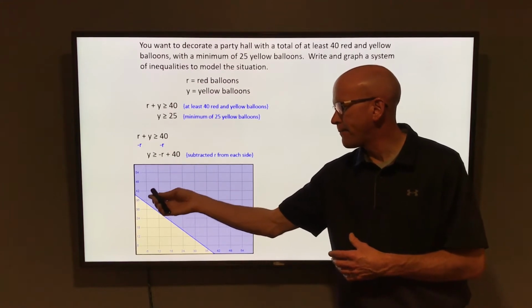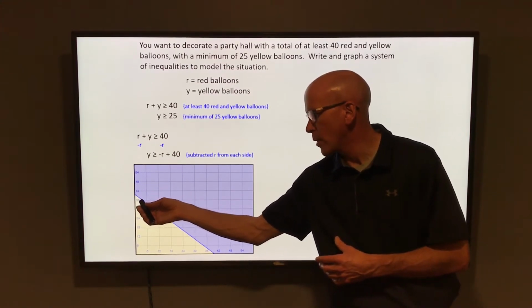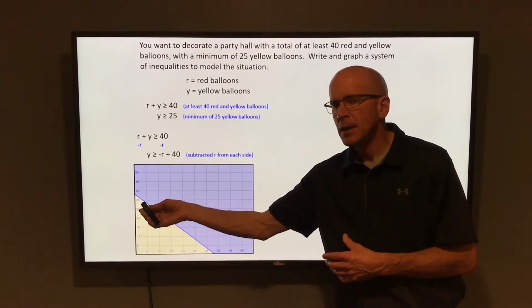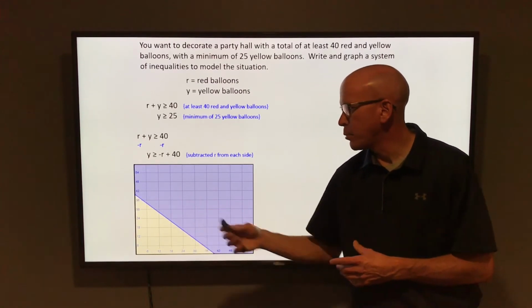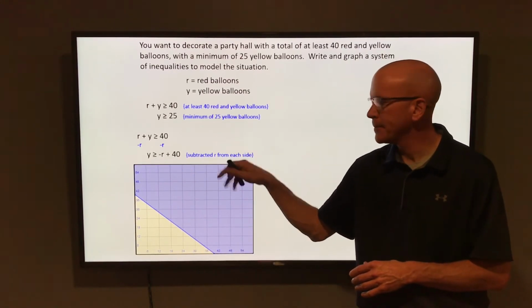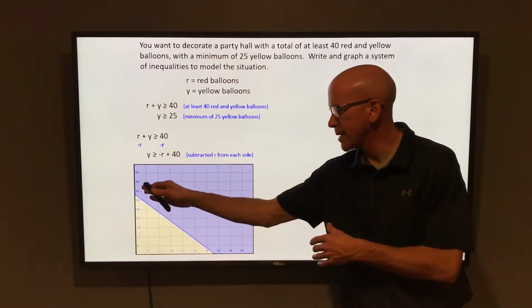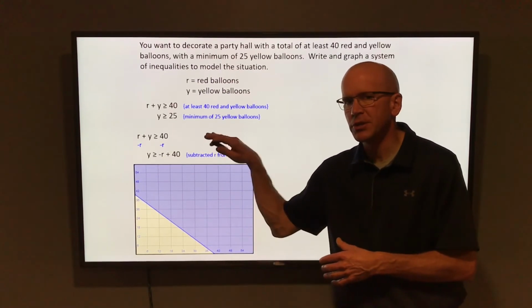So put a point at 40 on the y-axis, then from there the slope is negative 1. Go down 1, to the right 1, put another point. And we're drawing a solid line through those 2 points because of the greater than or equal to sign. We're shading above that boundary line because of the greater than sign. So with the greater than or equal to sign, it's a solid line through those 2 points shaded above.